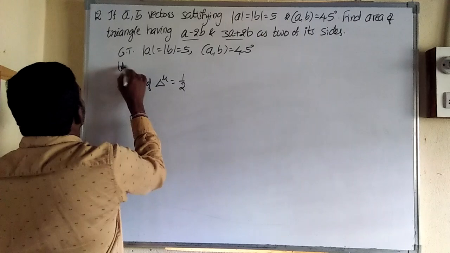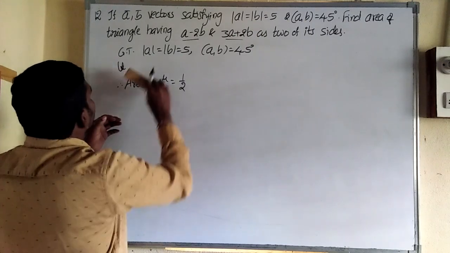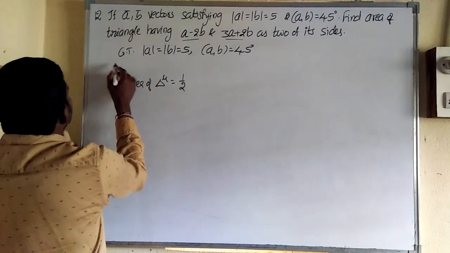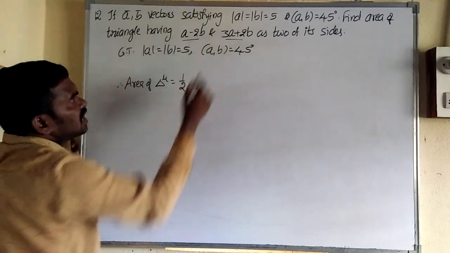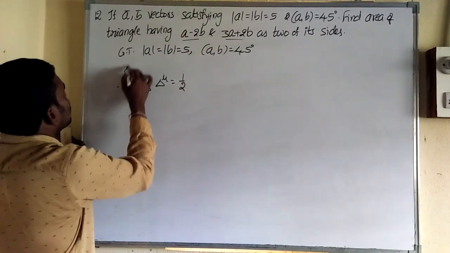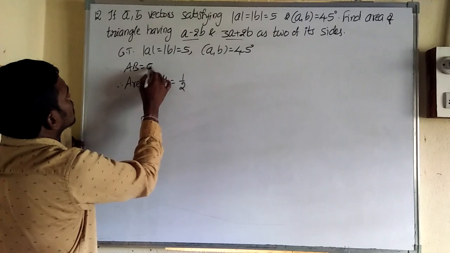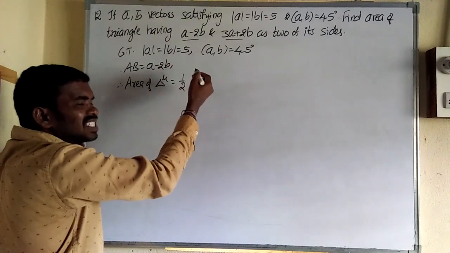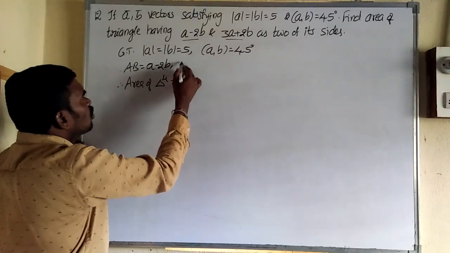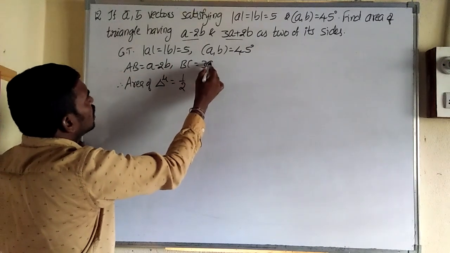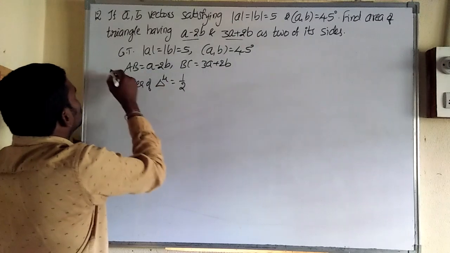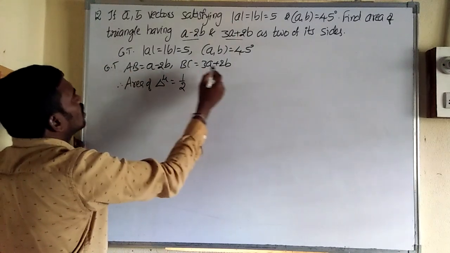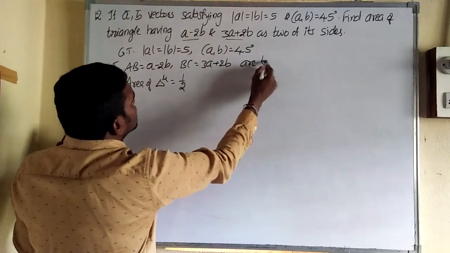So let's see, what are the given? Given that sides are given, am I right? A minus 2B and 3A plus 2B are two sides. So one of the sides is AB, I am taking that as A minus 2B, and the other side you can take BC or CB or AC, no problem. So BC I am taking as 3A plus 2B. Okay, given that are two sides.